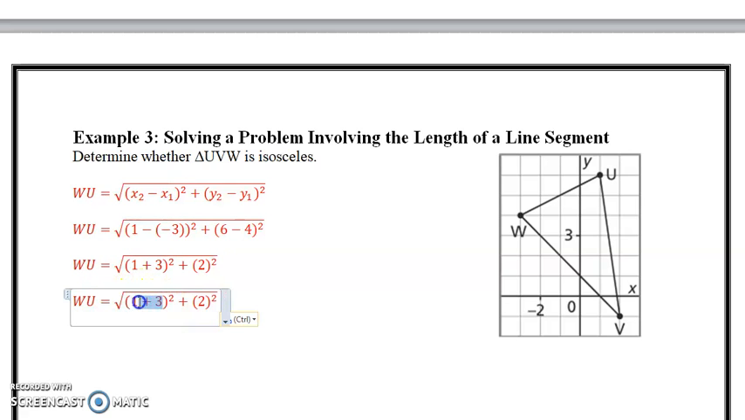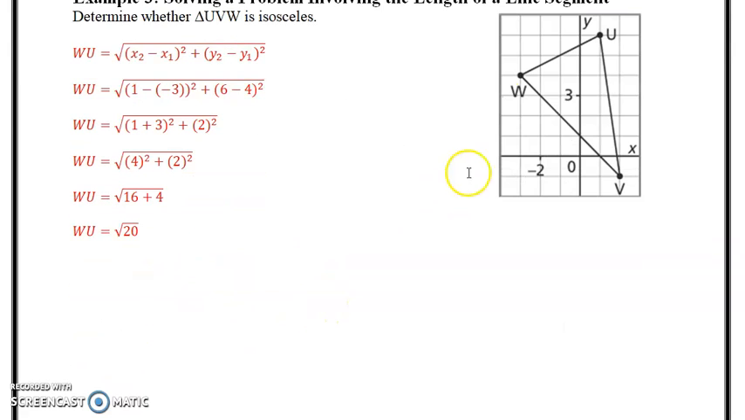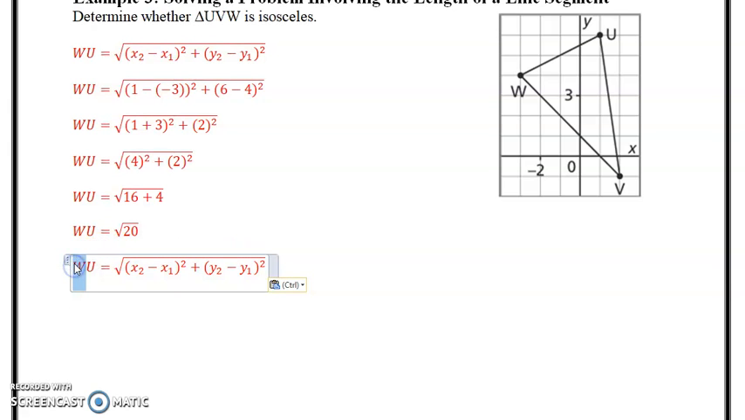So we have 4 squared plus 2 squared. So that would be 16 plus 4. So that would give you the square root of 20. And again, you can just leave it as square root of 20. There's no need to change it to a decimal. Do the exact same thing 3 times, and if 2 of the 3 are equal, then you know it's isosceles, right?